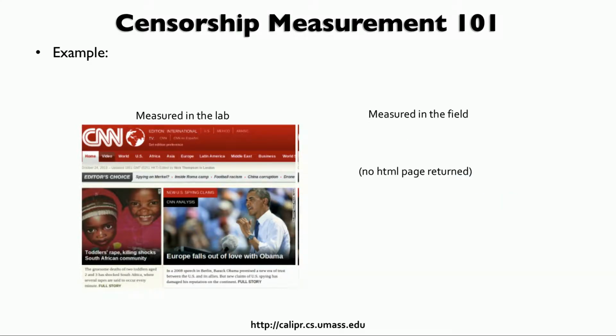However, what happens if we have this case? So we've gotten CNN back in our lab setting, but in Yemen or China or wherever we're doing our test, we get no HTML content back. How do we know what's going on?